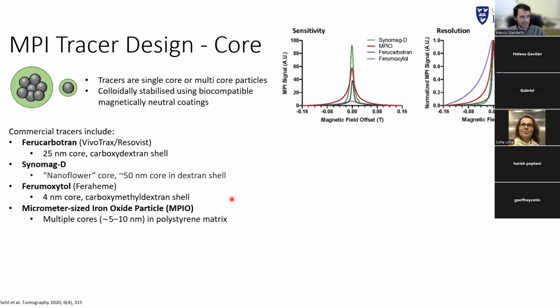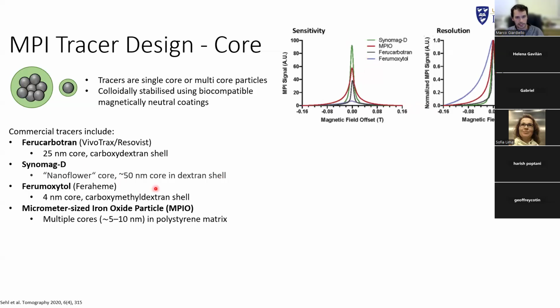It doesn't come with the Momentum scanner. Magnetic Insight, who make the Momentum scanner, also make Vivotrax. And that's pretty okay. You can see it, it's the green one that's about halfway up on this chart. Cinemag D is absolutely giving the strongest signal.